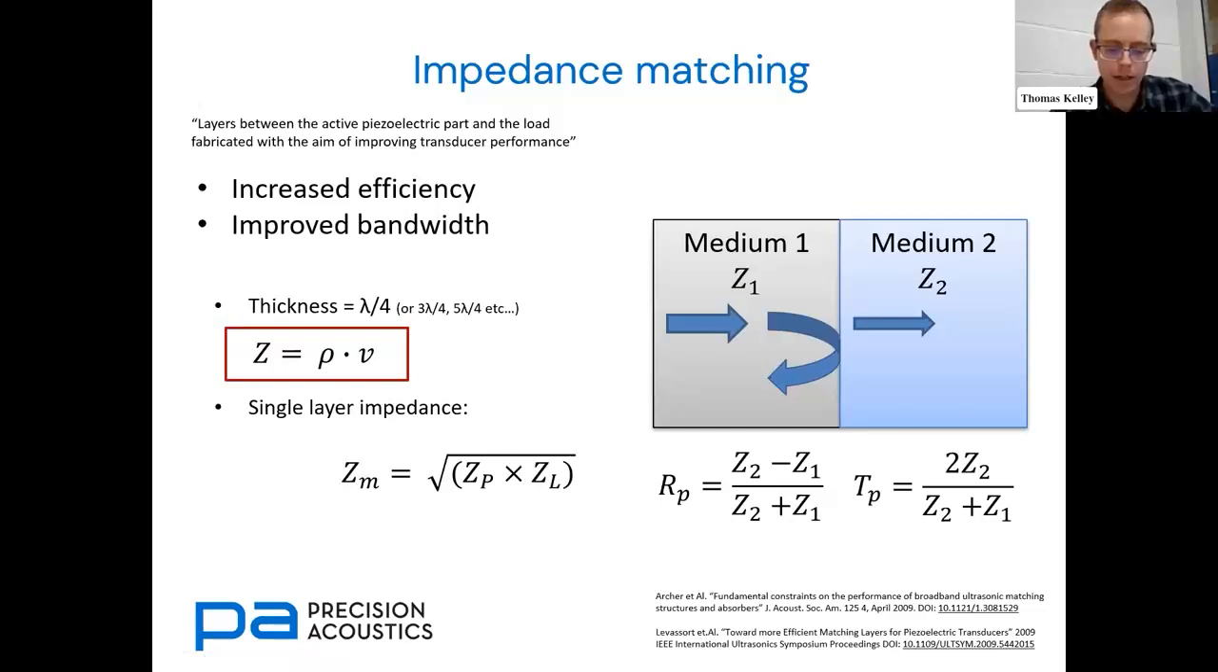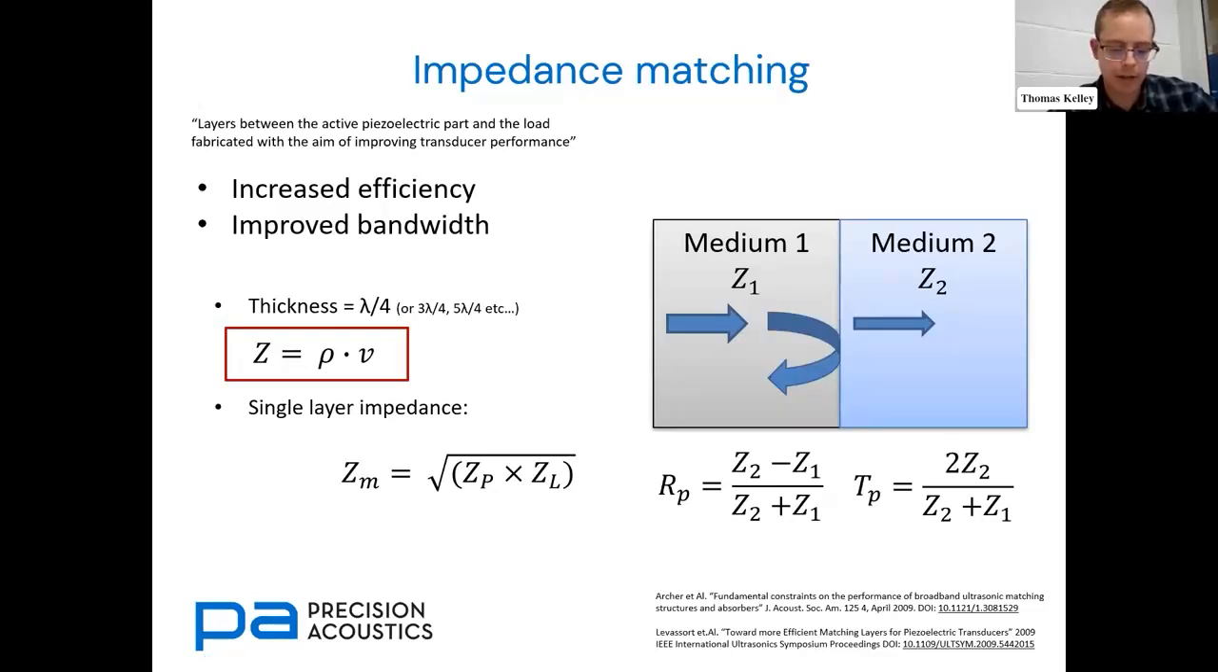So there are various theories on the best impedance to use for an impedance matching layer to aid transmission across the boundary and essentially smooth out the impedance difference. But as a guide for a single impedance matching layer, you could be targeting an impedance that's about the geometric mean, the square root of the product of the two impedances between piezo and the load, as written here. So material science plays a fairly key role in the choice of matching layer.